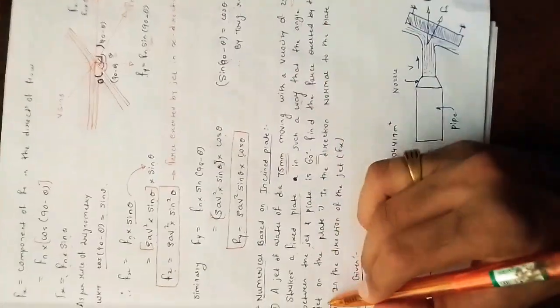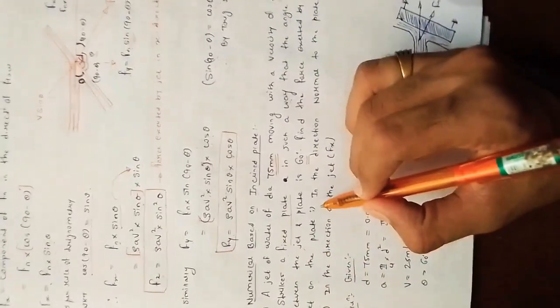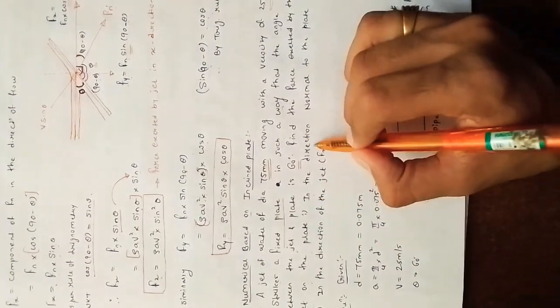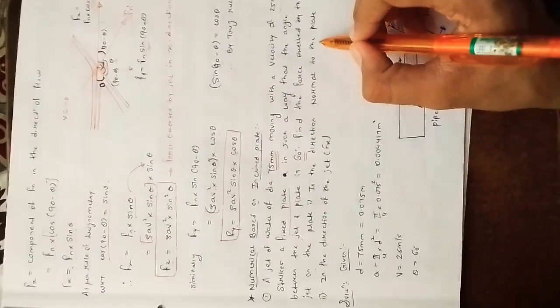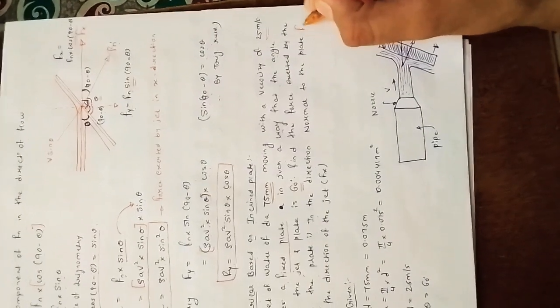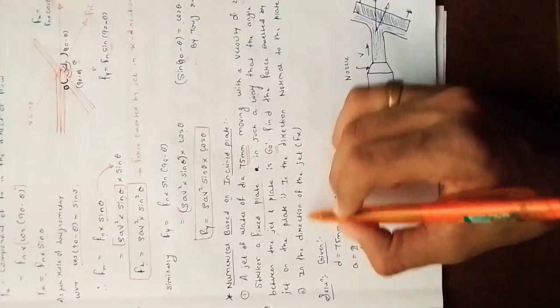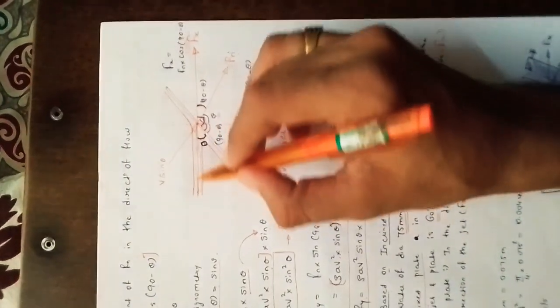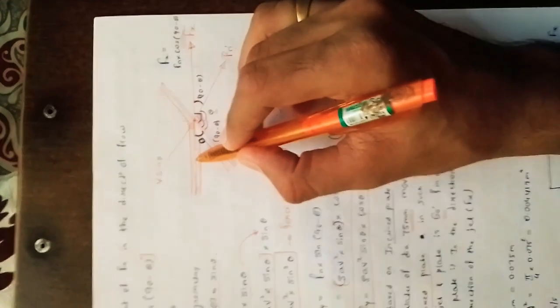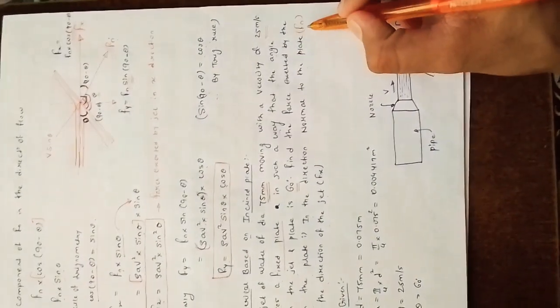Find the force exerted by this jet on the plate, for which the first case is in the direction normal to the plate. Means they are asking Fn. Similarly, the second condition, in the direction of the jet. The jet is coming in this direction, and in the direction means they are asking for Fx. So they are asking two values: first is Fn and second is Fx.